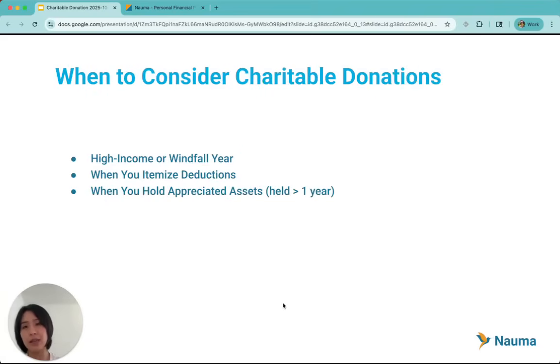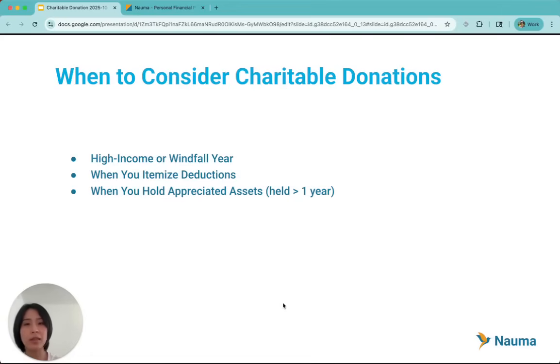And in the end, I want to talk about when to consider charitable donations. First, it's obvious that for a year when we have high income, the charitable donation would have a bigger tax benefit. So that's when you want to make charitable donations. The second one would be if for the year you are already making itemized deductions, then all the charitable deduction would go directly on top of the existing itemized deduction. In that case, it's a good time to make charitable donations.